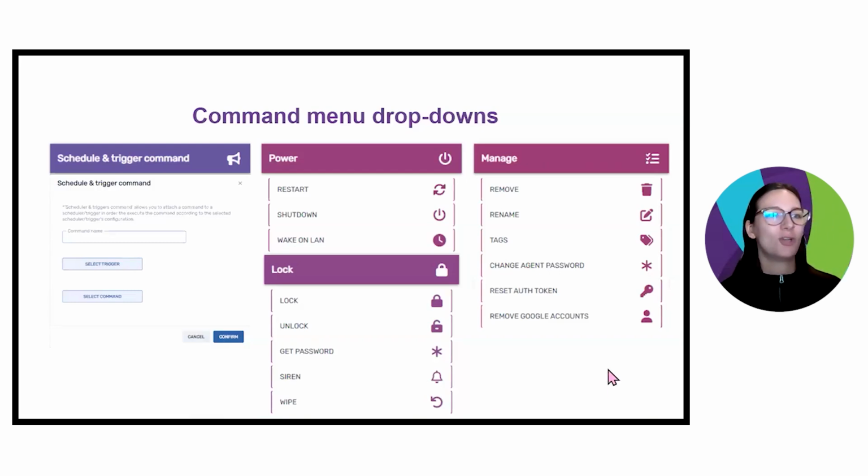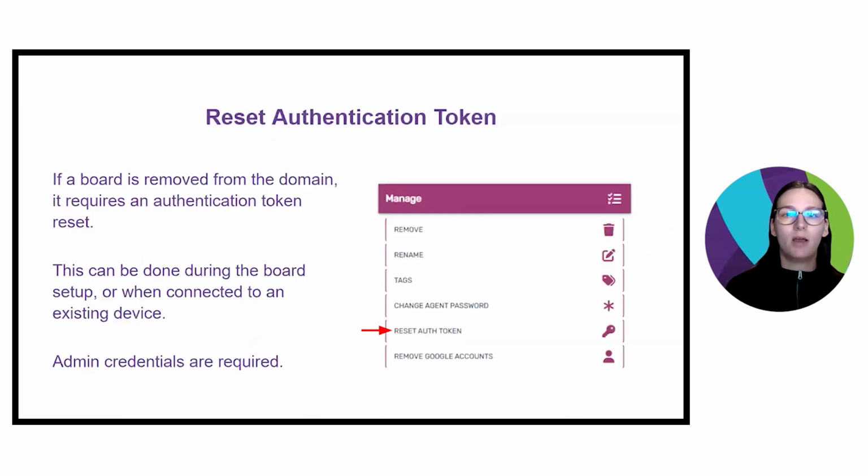And then the manage dropdown is specific to the management of the said device, of course, allowing things like tags, names, password change. You can remove the Google account. This will remove any Google account from an Android device. Reset authentication token, of course, that's under that manage tab.